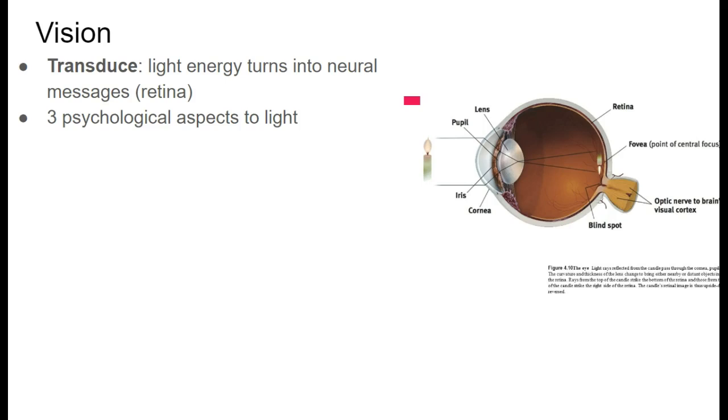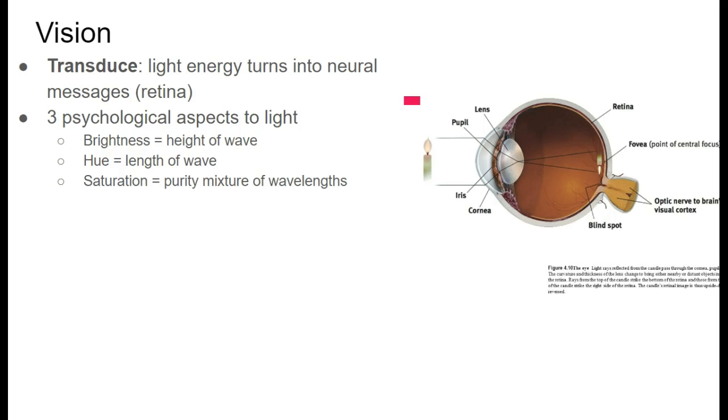Vision is described by transduction, where light turns into neural energy or neural messages on the retina. There are three aspects to light. First, you have brightness, and brightness is determined by the height of the light wave. So however tall the light wave is means how bright it is. Hue, or the depth of the color, is the length of the wave. And then the saturation of a color is the mixture of wavelengths. So however the wavelengths are mixed shows us saturation.